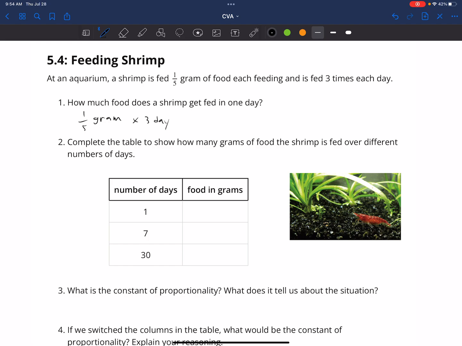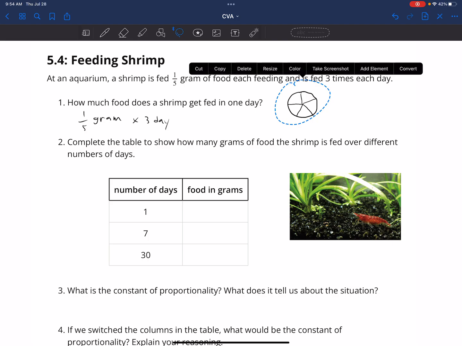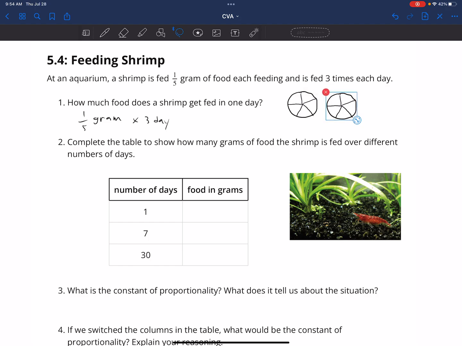To make it a little more visual, I'm going to draw a fraction circle. A fifth is kind of hard to draw. Let me see if I can. 1, 2, 3, 4, 5. Wow, that's actually really good. I'm actually really impressed with my drawing. I'm not very good at drawing in most cases. Anyways, I bet some of you are really good at drawing.